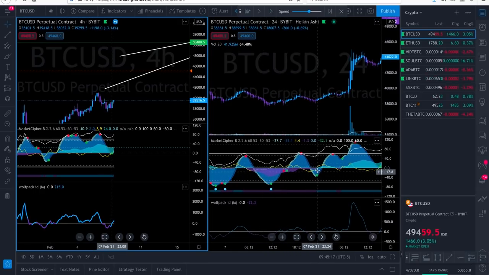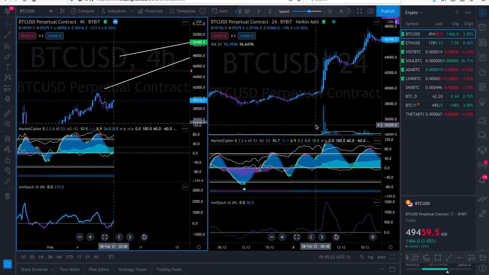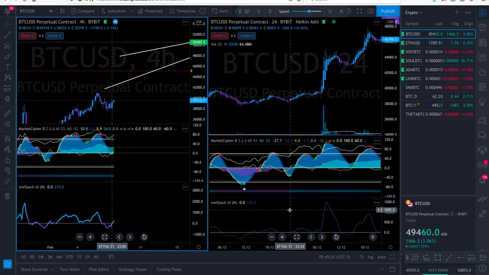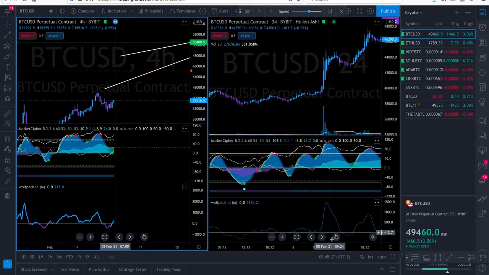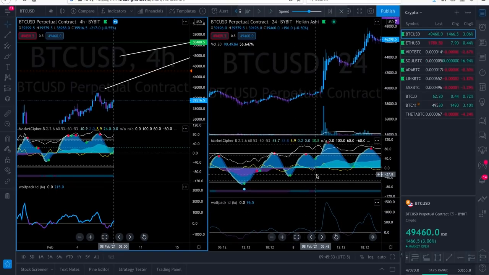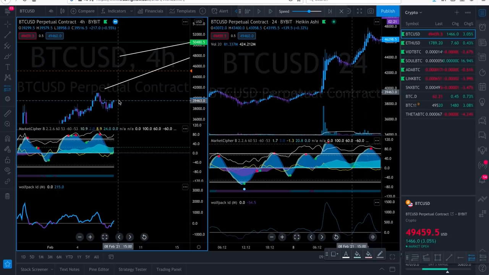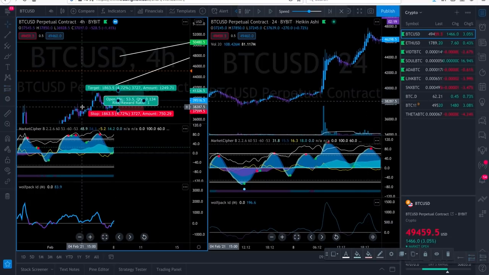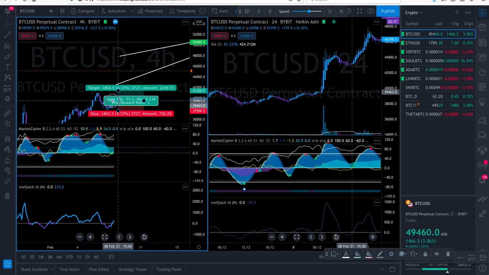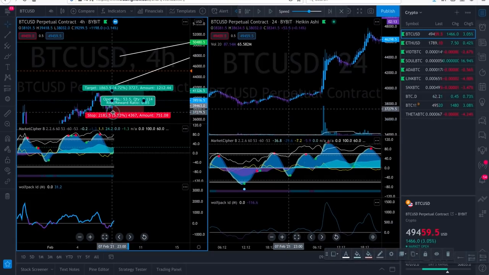In fact, right on this dot here, you can see it pretty much crossed over. So I would have entered right here, or maybe a better entry would have been right here because actually the Wolfpack ID, if you look closely, I don't know if you can see it, but it hadn't officially crossed over here. So I would have entered right here. So let's do that. Let's put a long position here in TradingView, and I probably would have set my stop loss below the last swing low, just to be safe.